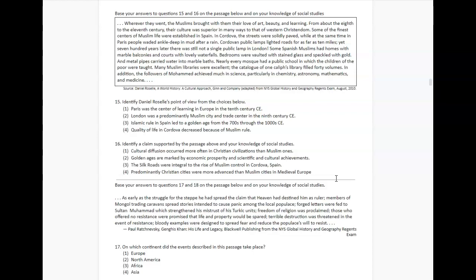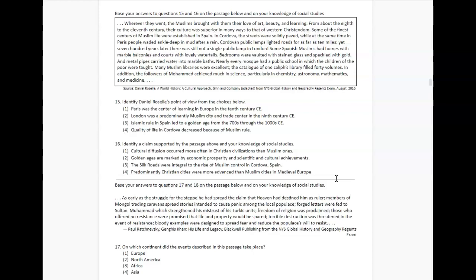Some Spanish Muslims had homes with marble balconies and courts with lovely waterfalls. Bedrooms were vaulted and stained glass was speckled with gold. And metal pipes carried water into marble baths. Nearly every mosque had a public school in which the children of the poor were taught. Many Muslim libraries were excellent. The catalogue of one caliph's library filled 40 volumes. In addition, the followers of Muhammad achieved much in science, particularly in chemistry, astronomy, mathematics, and medicine.